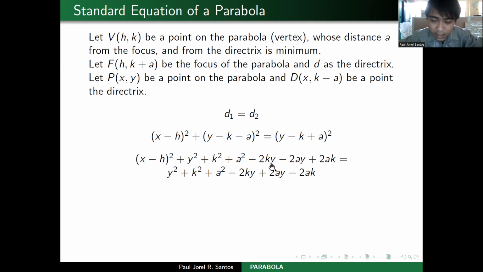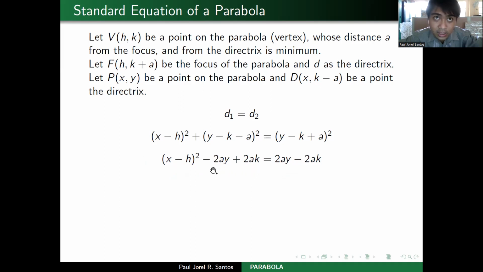Now, here we have negative 2ky as a result of multiplying negative k and y. Also, on the right side, we also have that term. Actually, since these four terms, the y squared, k squared, a squared, and negative 2ky, are both present on the left side and on the right side of the equation, we can just cancel them out. So canceling this out, it will lead us to this one. So the terms that remain on the left and on the right are negative 2ay plus 2ak is equal to 2ay minus 2ak.